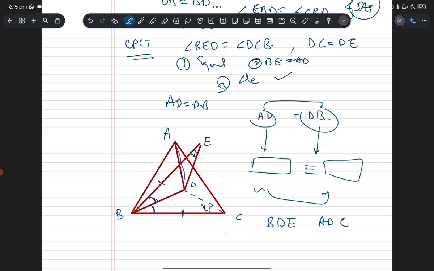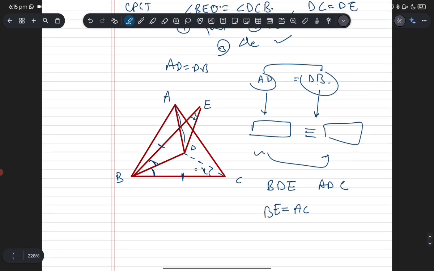Are they congruent? Let's see. So AD and AD are common. BD, no, AD and AD are not common. Okay. We have BE equals to AC. Do we? BE was equal to all three sides of the triangle, so we have BE is equal to AC. Right? Perfect.